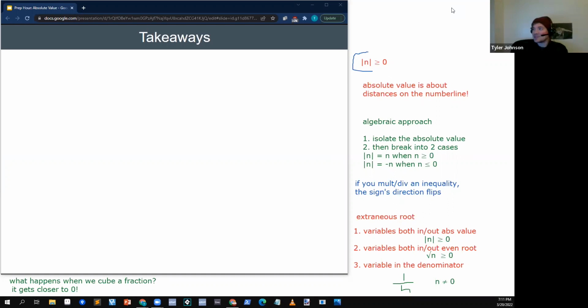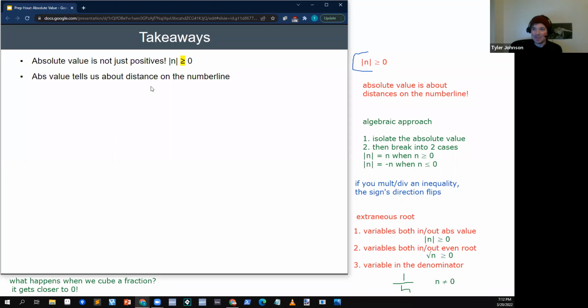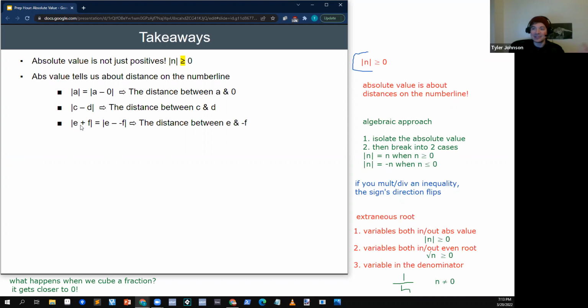All right, I'm seeing some great stuff in the chat. So remember, absolute value is not just about positives. That's the naive definition. Remember that it could also be equal to 0. Don't let them trap you with that exception. And at its core, it's really about distances on the number line. Remember that if we define them subtractively, that's always going to tell you what are the 2 points being compared. Like C minus D, it's the distance between C and D on the number line. If you get that addition comparison, I think it's easier to rewrite it as a subtractive comparison with the opposite. So the distance between E and the opposite of F.